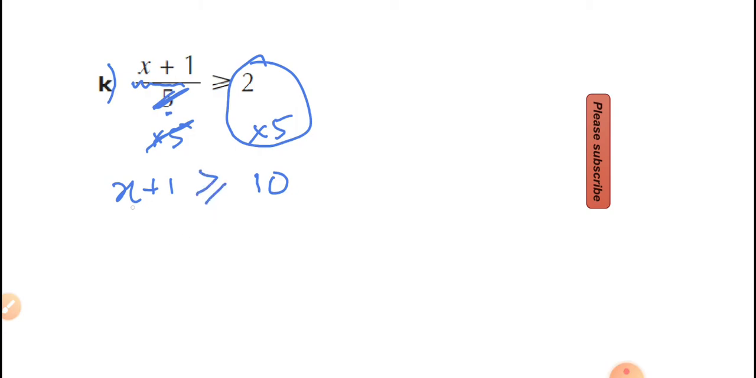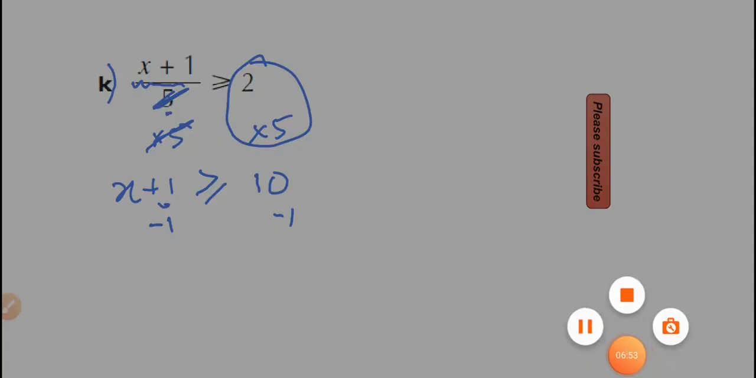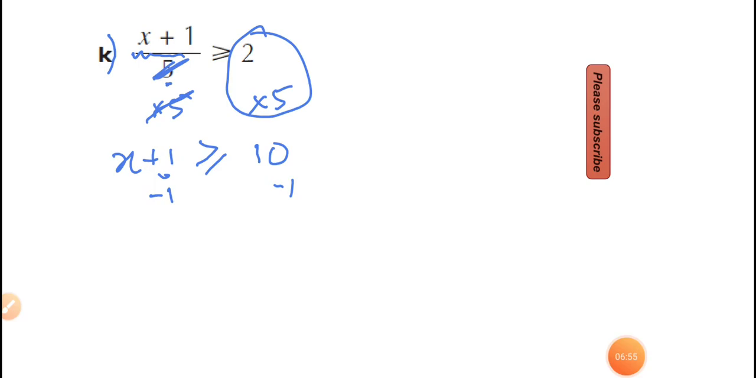Now on the left hand side, to get the x on its own, we have to get rid of this plus 1. So we're going to take away 1 from the left, we're going to take away 1 from the right. That means on the left hand side we'll be left with just x, because the plus 1 and the minus 1 cancel out. And on the right hand side, 10 take away 1 is just 9. So copy the sign down. So x has to be equal to or greater than 9, and always check your answer.